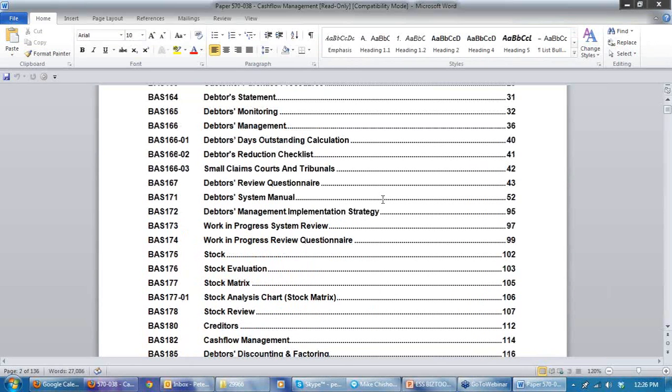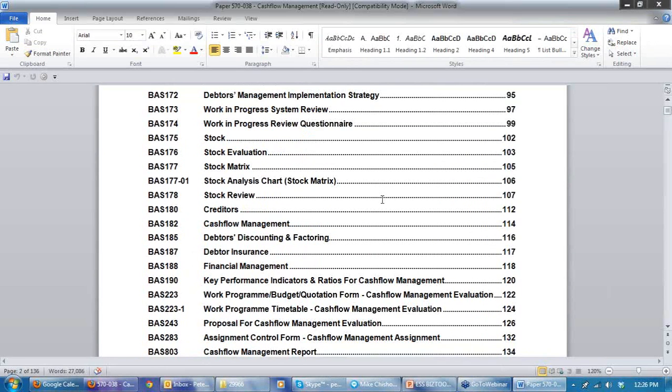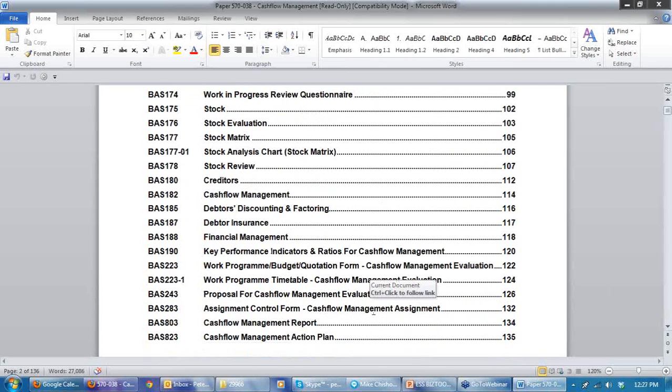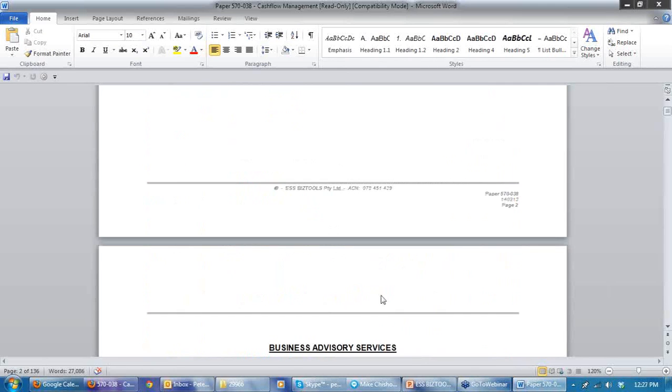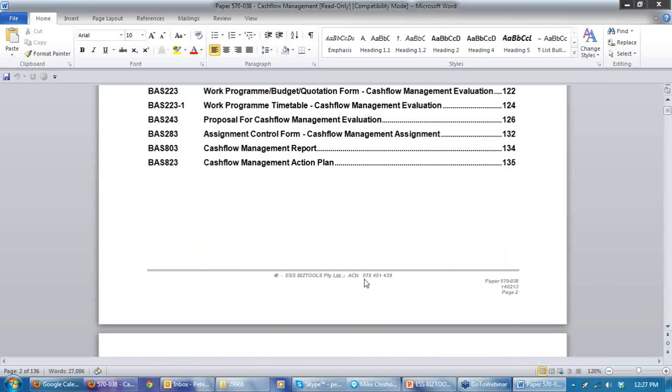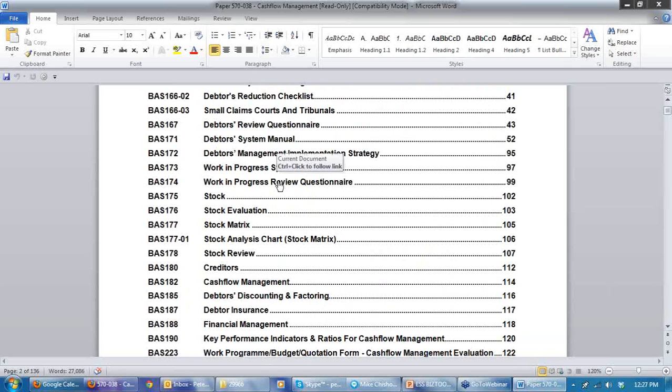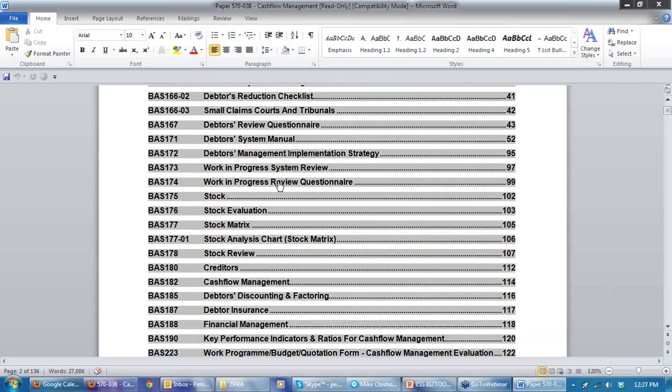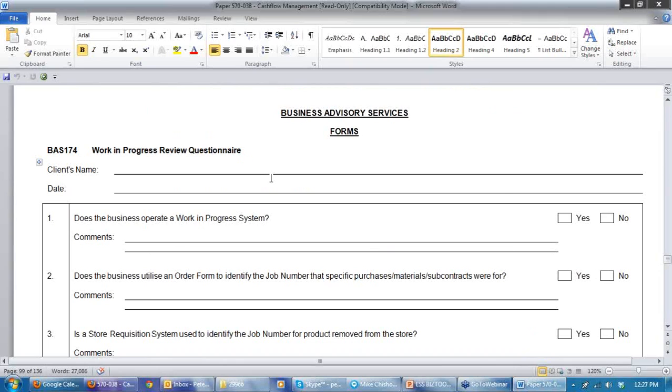So we're going to have a look at the debtors, and then we'll have a look at the form which will help you prepare the budget and the cash flow forecast. So I'll just pick up a couple of these forms just so I can click onto them. This is work in progress. I didn't mean to get that one.